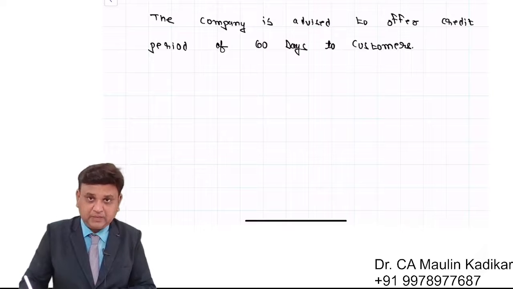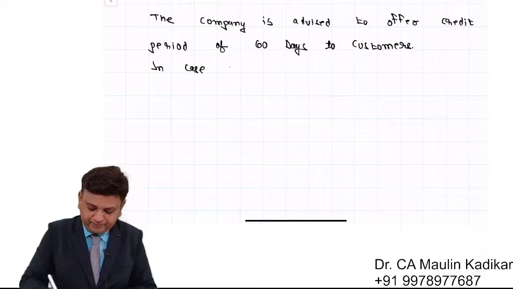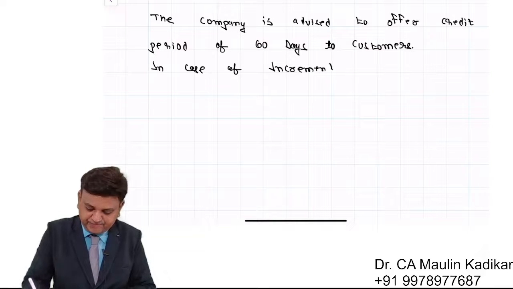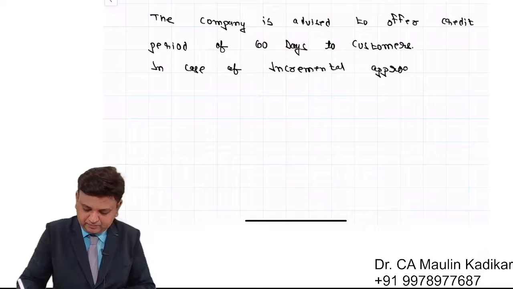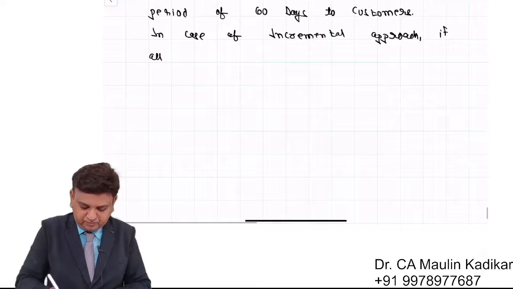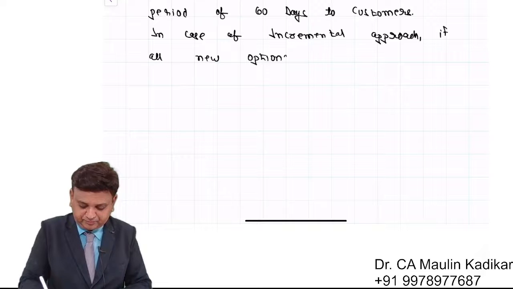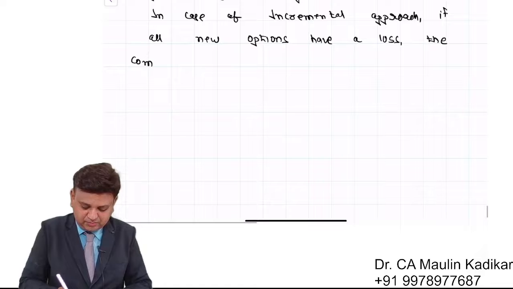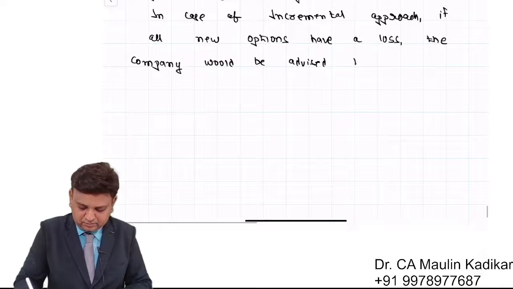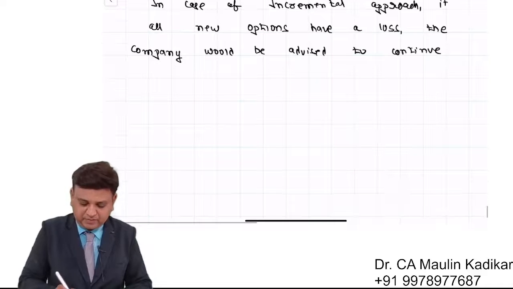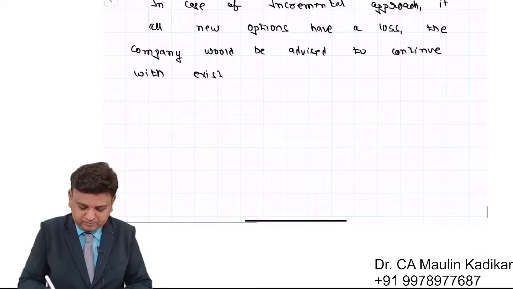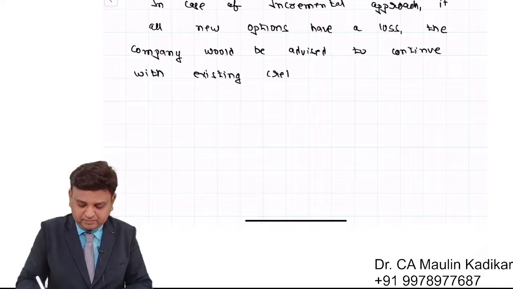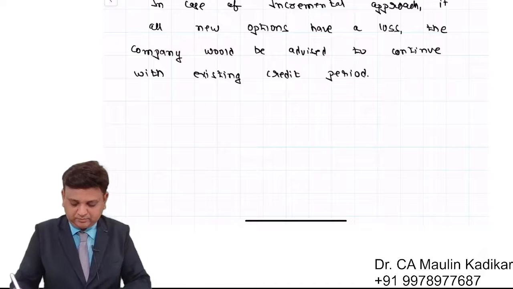With paragraph write down. In case of incremental approach, if all new options have a loss, comma, the company would be advised to continue with existing credit period. Full stop.